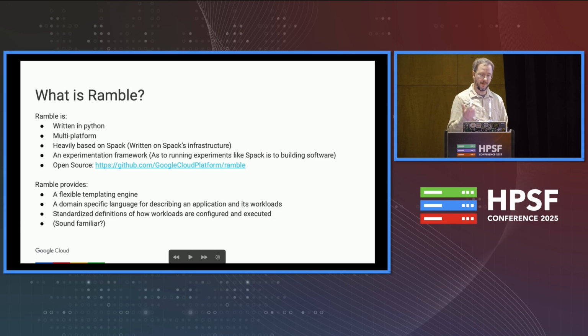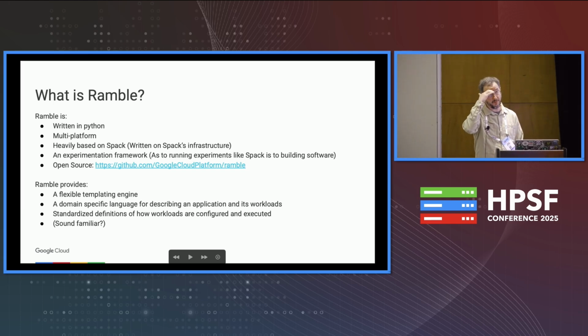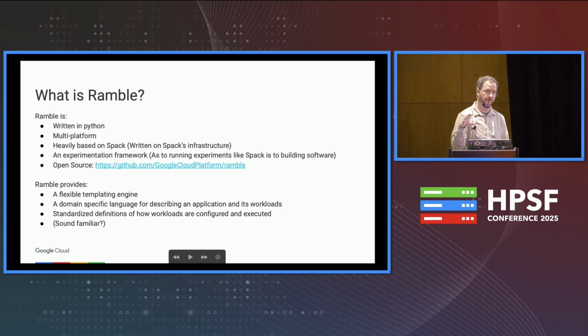So now I'm going to talk about Spack and Ramble. What is Ramble? Ramble's written in Python. It's heavily based on Spack. We actually took Spack's infrastructure, not Spack itself. I mean, we use Spack, but we took Spack's repository logic and configuration logic and utilities and wrote a different tool based on that.